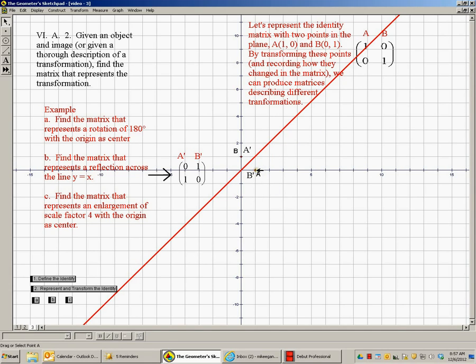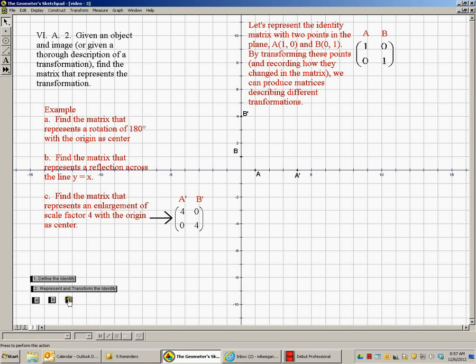If I were to take the original point A and reflect it across that line, it would end up over here. So A prime would be located here. If I were to reflect B across that line, B prime would end up over here. It would flip over to here. It's almost like A and B are going to trade if we reflect across that line y = x. So the result here is that after A is transformed, it ends up at (0, 1). So there you go. Okay, first column. After B is transformed, it ends up at (1, 0). Okay, so this is the answer. This is the matrix representing a reflection across the line y = x.